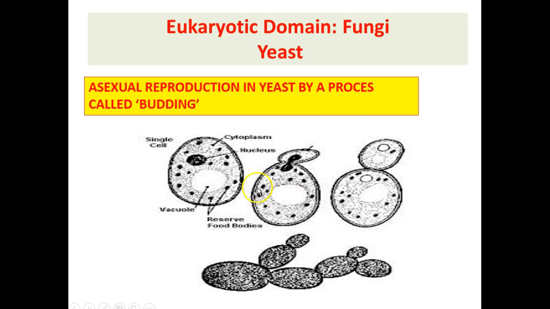During budding, a yeast cell replicates its nuclei and proceeds to divide its cytoplasm unequally, creating a smaller cell called a bud. The small cell eventually grows into a mature cell.